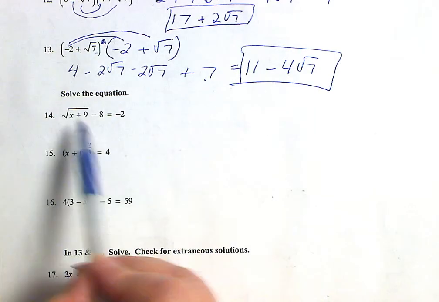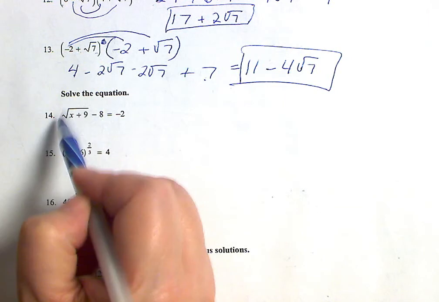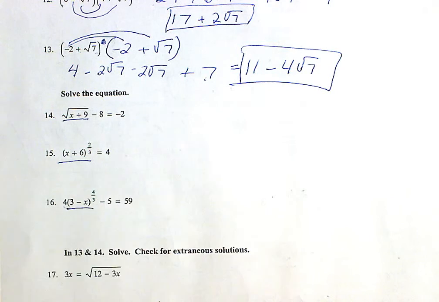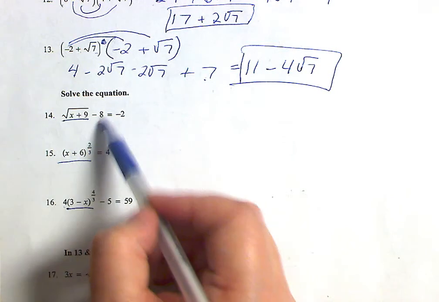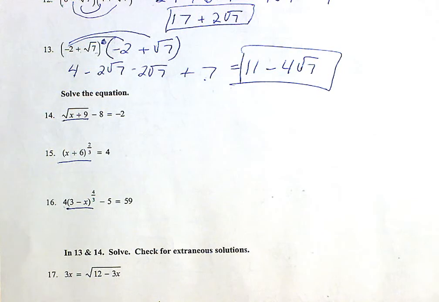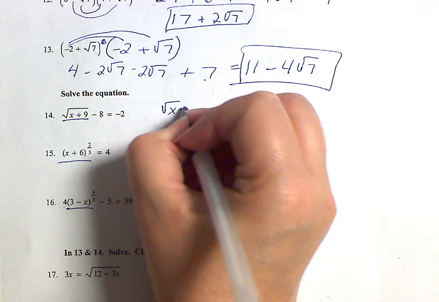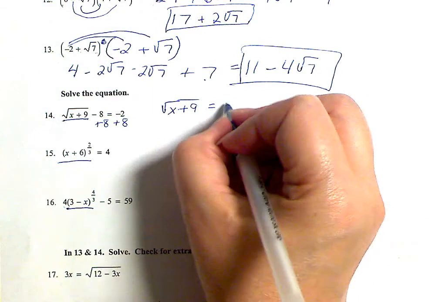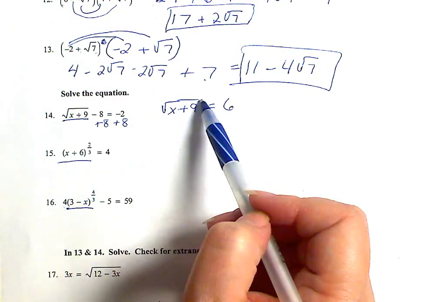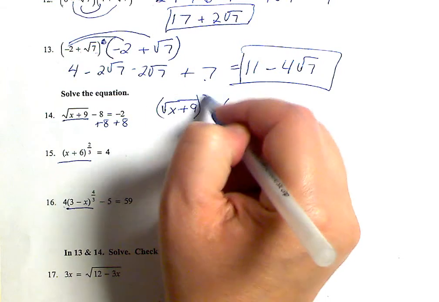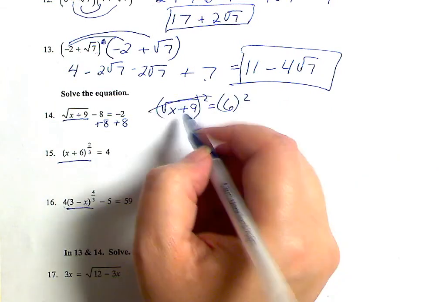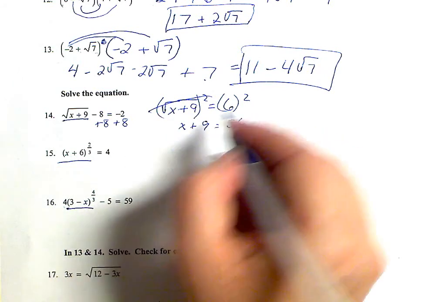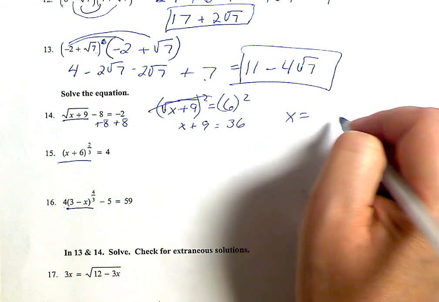Whenever you are doing any of these types down here, our goal is to get the square root, or whatever it's raised to a power, by itself. So the first thing I have to do to this is add 8. So I have the square root of x plus 9 is equal to, we're adding 8 to both sides, so that is 6. To get rid of the square root, you have to square both sides. So I have x plus 9 is equal to 36. Subtract 9, x is equal to 27.